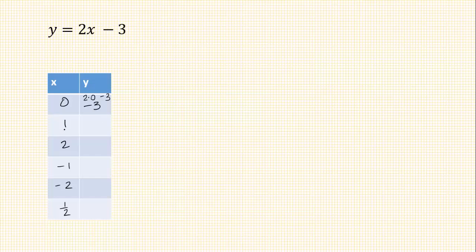When x is 1, we have 2 times 1 minus 3. That's -1. If we plug in 2, we get 2 times 2, which is 4, minus 3 is 1. -1, so that is -2 minus 3, which is -5. And -2 times 2 is -4, minus 3 is -7. 2 times 1/2 minus 3. 1 minus 3, which is negative 2.